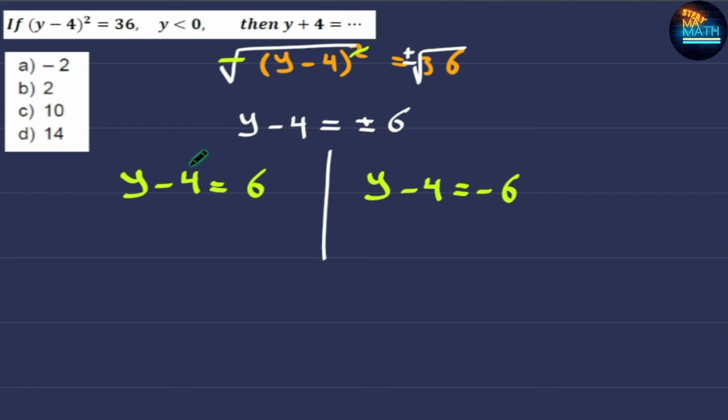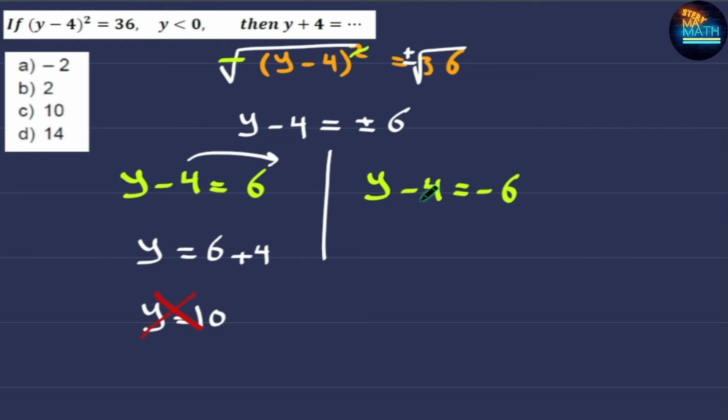And y minus 4 is equal to 6, moving negative 4 to the other side in the opposite sign, you get y is equal to 6 plus 4, which is equal to 10. But remember, the condition says y is smaller than 0. And y smaller than 0 means y is negative, it's not positive. So here you have y is equal to 10, which is positive. So this value is rejected.